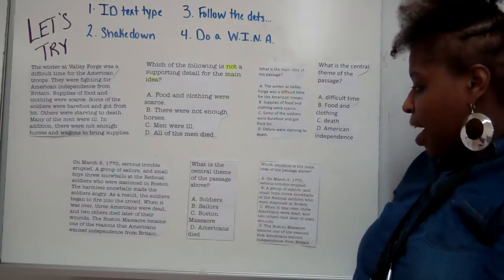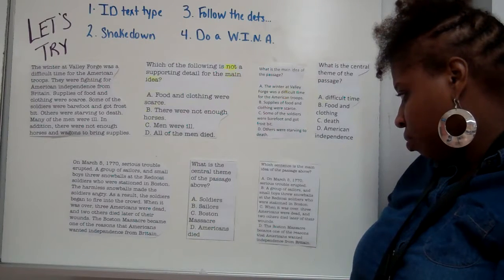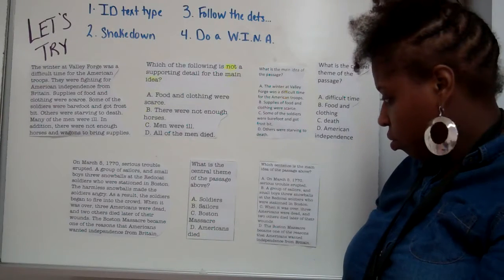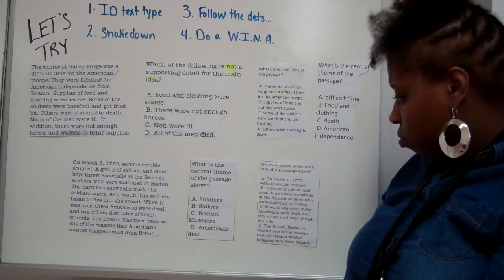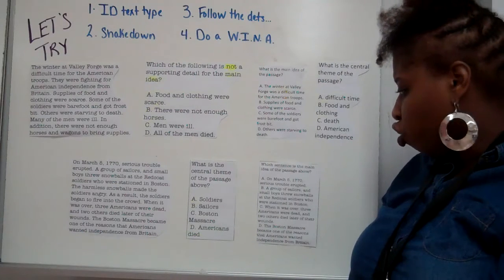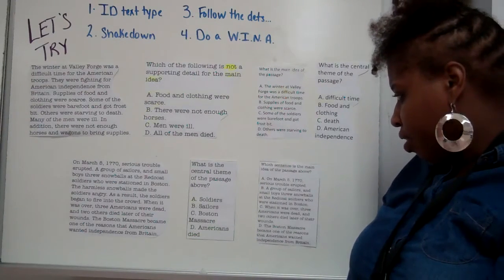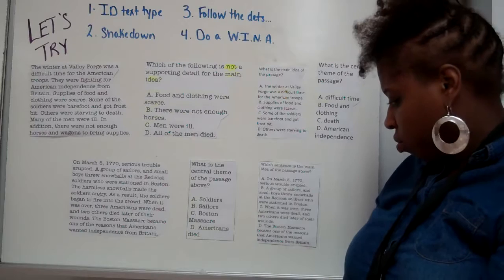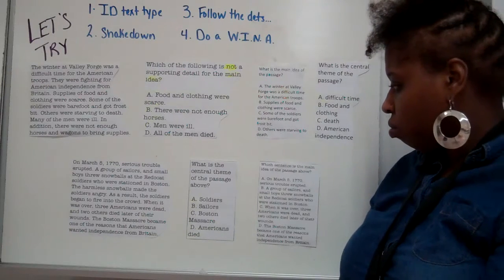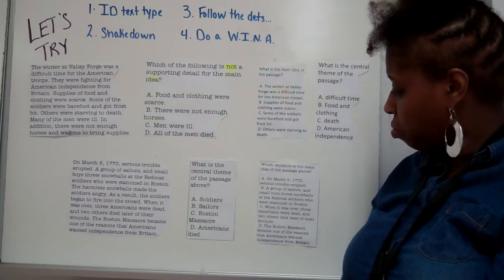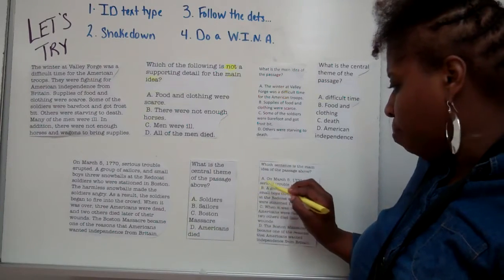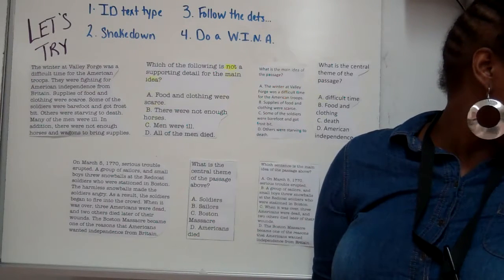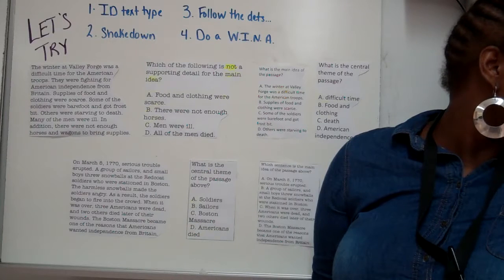So what sentence is the main idea of the passage above? On March 5th, serious trouble erupted. A group of sailors... When it was over, 3 Americans were dead. The Boston Massacre became one of the reasons... So I think we could eliminate B, and definitely we could eliminate C. What else could we eliminate? Look at it and think about it.